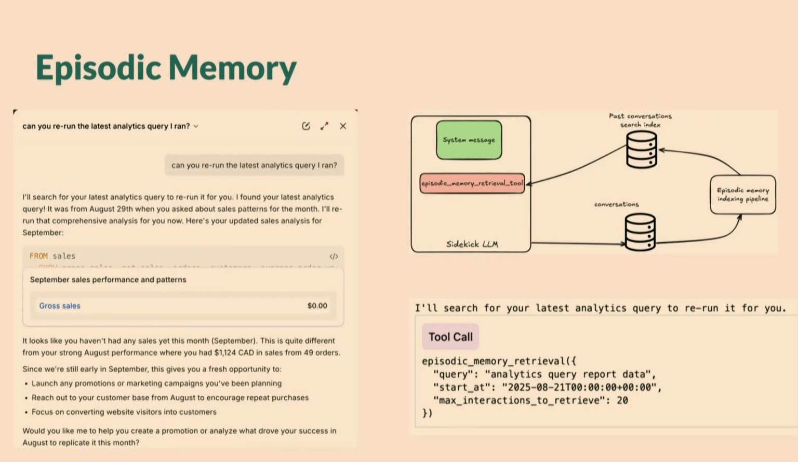So for instance, let's think about this case where Sidekick has helped create a very complex analytics query with some funnels and some conversion analysis. And the user leaves, comes back tomorrow and wants to rerun the same analysis. So the user can just ask, can you run the latest analytics query that you ran for me? And basically what we are doing is RAG over the past conversations or the past interactions. And based on that, we are generating the response.